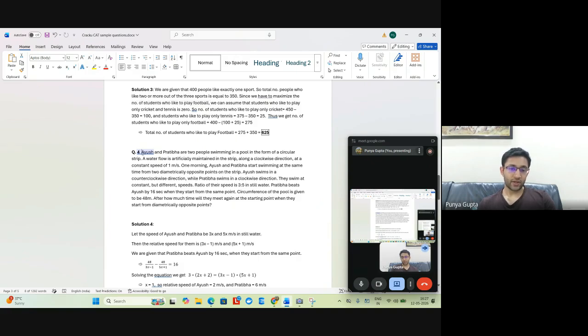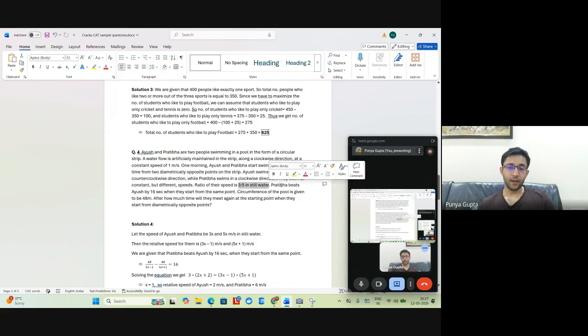So the question says, Ayush and Pratibha are two people swimming in a pool in the form of a circular strip. And water flows in the circular strip at 1 meter per second in clockwise direction. Ayush and Pratibha start swimming at the same time from diametrically opposite points on the strip. Ayush swims in counterclockwise and Pratibha swims in clockwise direction. They swim at constant but different speeds, and the ratio of their speeds in still water is 3:5.